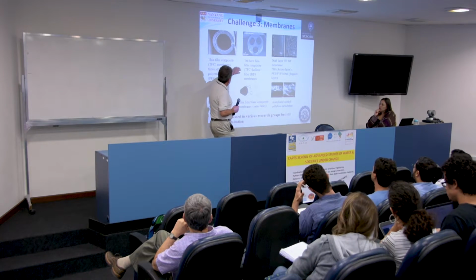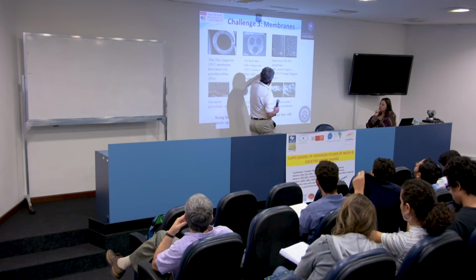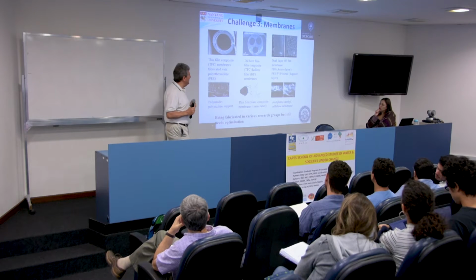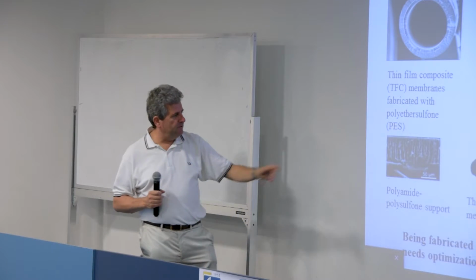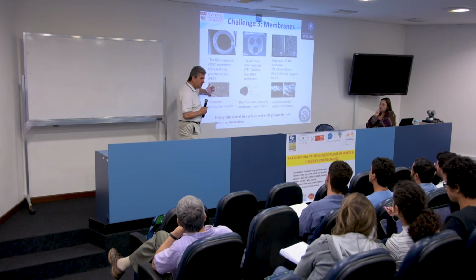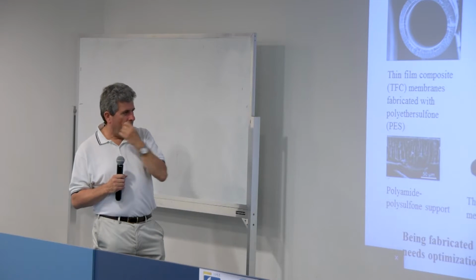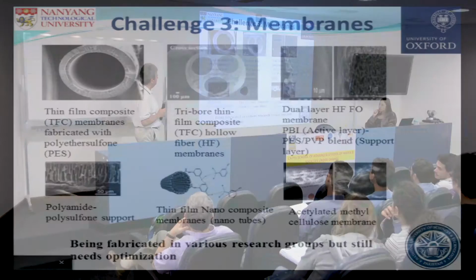This one is a tribore thin film composite. So somehow I've managed to have three holes rather than just one, three cylinders going through rather than one. And this is a dual layer FO membrane. So it's got basically two layers on either side. You've got two active layers, two support layers. So that's a kind of double, we call that a double skin membrane. If you look at the support under the microscope, you can see there that this is at the scale of 50 microns. So this is a very open structure, which means that it's easy for anything to get through. So it doesn't have an ability to separate, but it has an ability to support the membrane. Okay, so these still need optimization, but that's not something that we've looked at, but that's an area of active research.